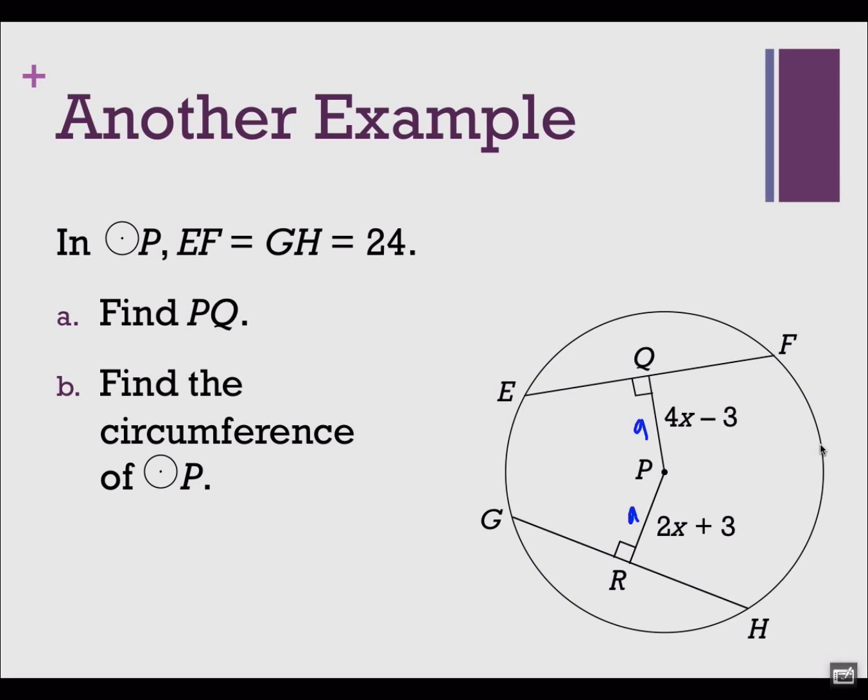How do I find the circumference? Since EF is 24, that means that EQ and QF are congruent and they're both 12. Well done. And then you create triangles by connecting E and P and P and F, and then you use Pythagorean.